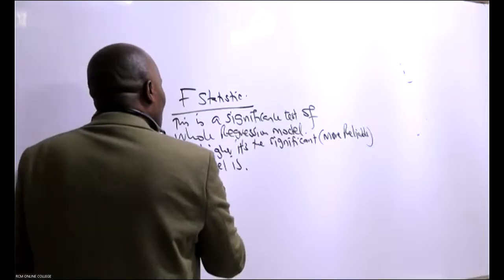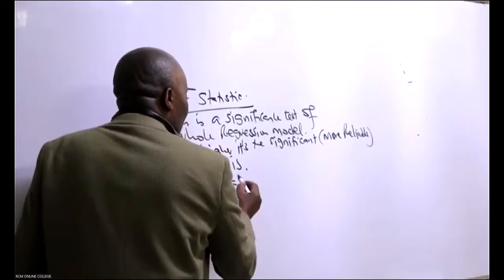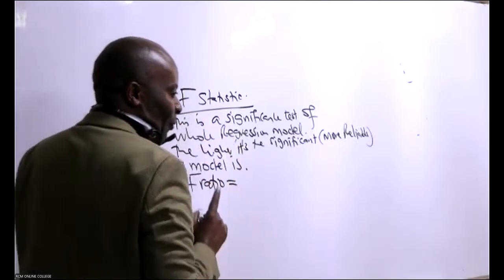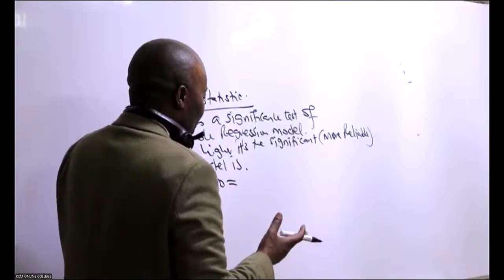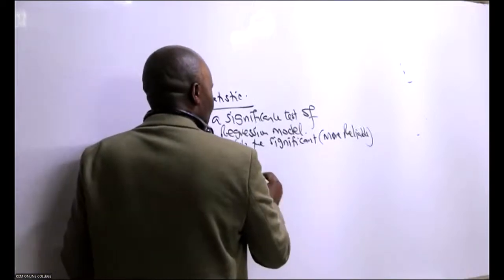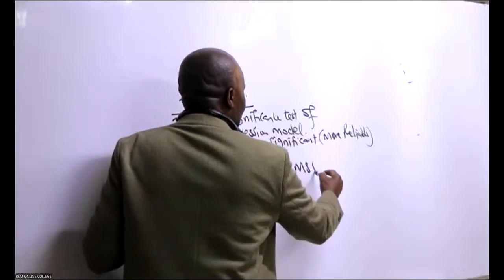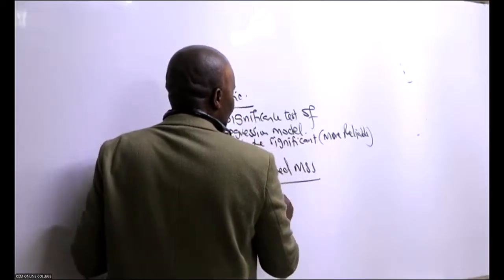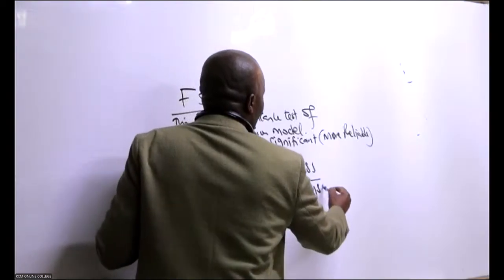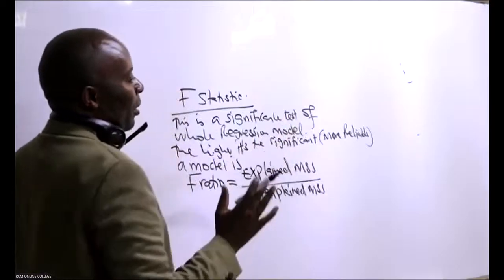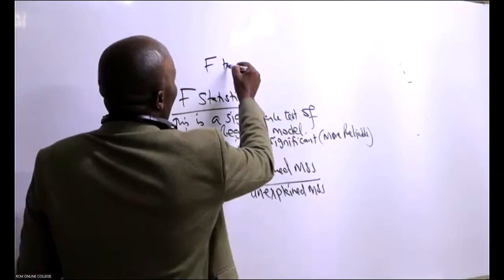And then I'll go ahead and give them the formula for getting F ratio. Do you still remember this formula for getting F ratio? That's what they're trying to explain there with so many words. F ratio equals who? Explained MSS all over unexplained MSS. If you do it that way, you will end up getting all the marks. You don't have to keep on saying F critical, F table.